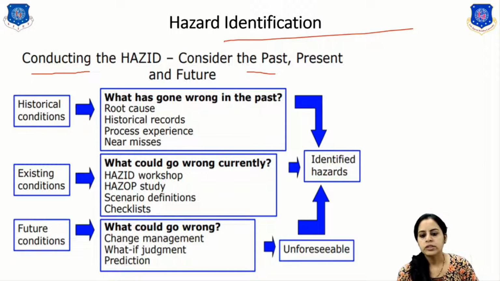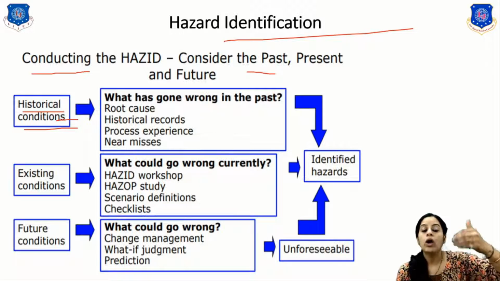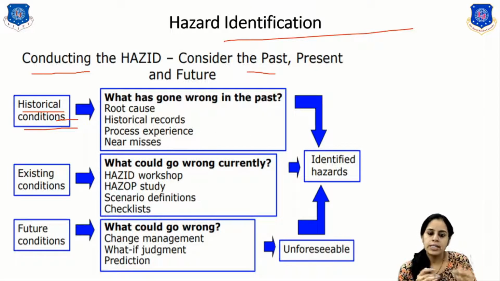First of all, we discuss the historical condition, which means what has gone wrong in the past. For hazard identification, we also identify the past, present, and future conditions. So here, what has gone wrong in the past? For example, root cause, historical record, process experience, and near misses.